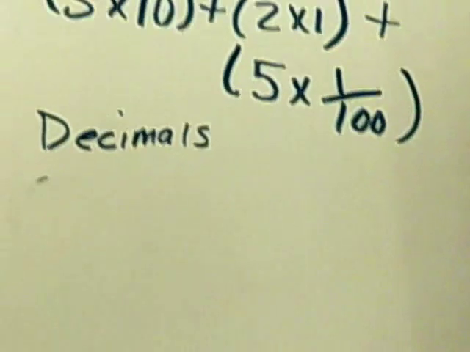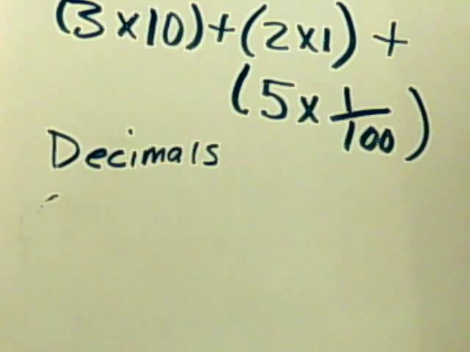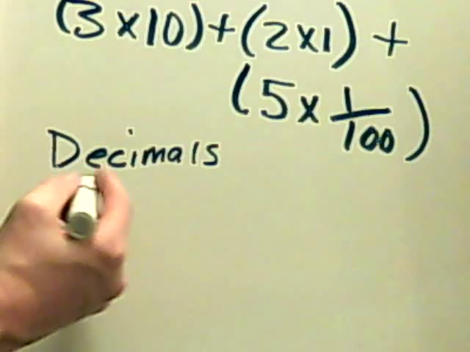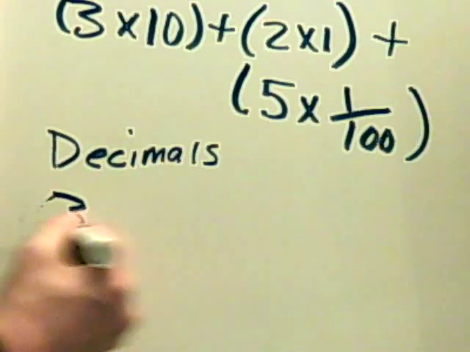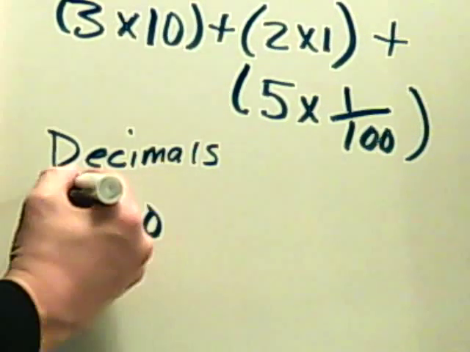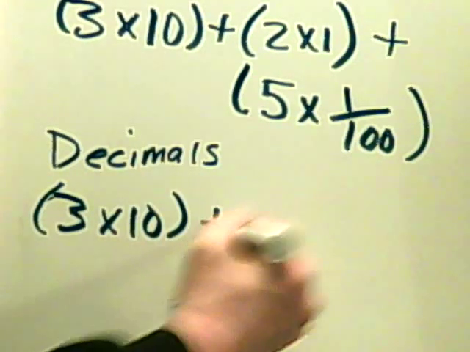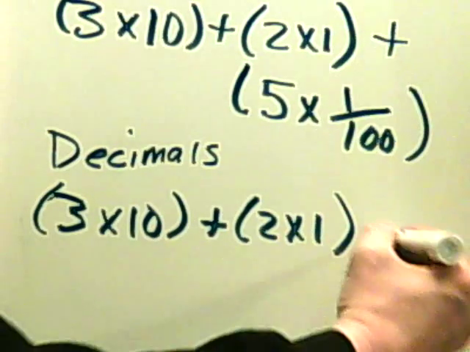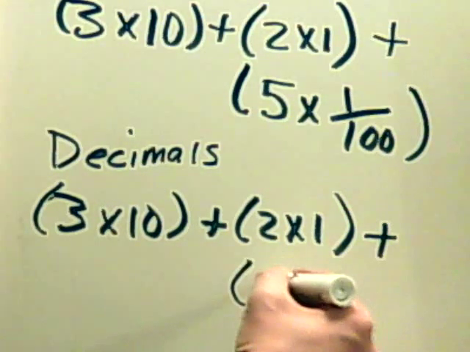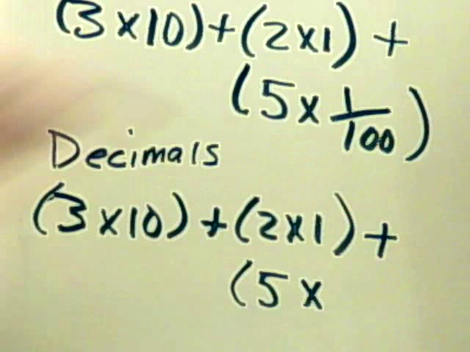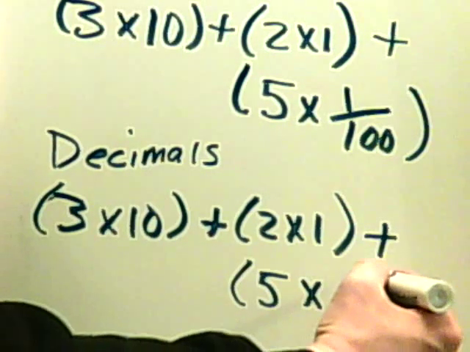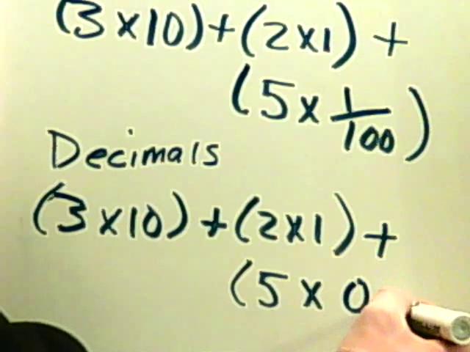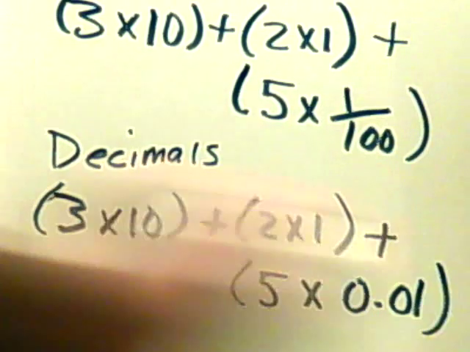And lastly, let's do the same thing as a decimal. So again, changing it to a decimal in no way affects the 32. So you still have 3 times 10 plus 2 times 1 plus the 5 stays the same. And how would you write 1 hundredth? You would write 0.01, and it would look like that.